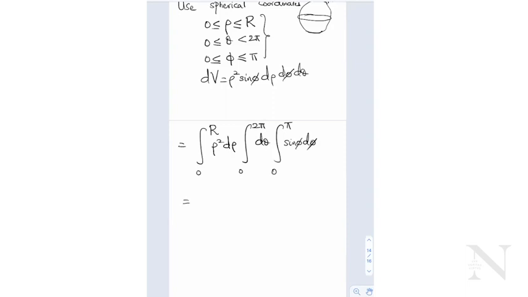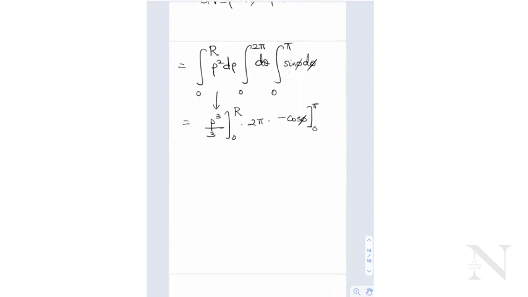And each of these are just calculus 1 integrals. So this is going to be rho to the power of 3 over 3 from 0 to R. That is one piece of our answer, right? We had a 4/3 pi R cubed, so that's nice. This is 2 pi. The integral of sine is negative cosine from 0 to pi. That kind of makes us nervous. Are we going to get a negative volume? How does the math take care of itself? So this is R to the power of 3 over 3 times 2 pi. Let's put that negative out here just to be safe.